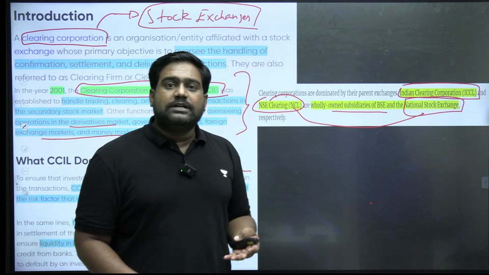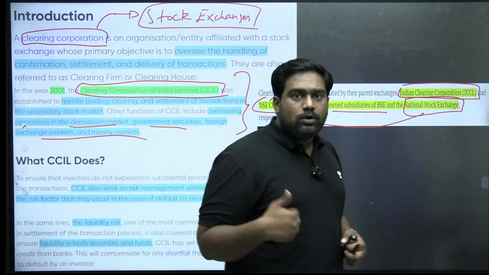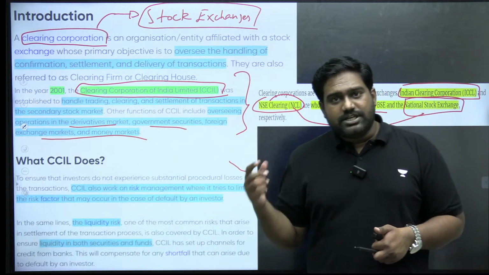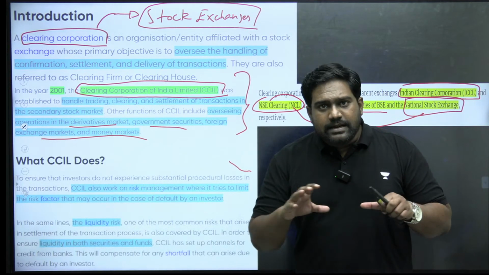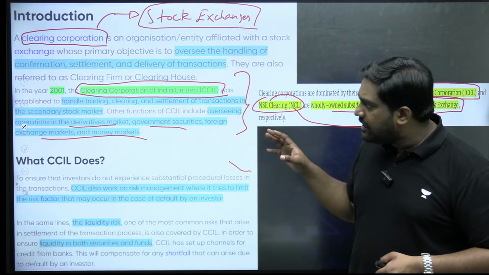Then you have other repositories like CDSL, for example, right? So they perform the role of a clearing corporation. They help in settling the payments, the settlements, in depositing the securities. So they handle the entire back-end operations of the secondary market. That is the purpose of a clearing corporation.